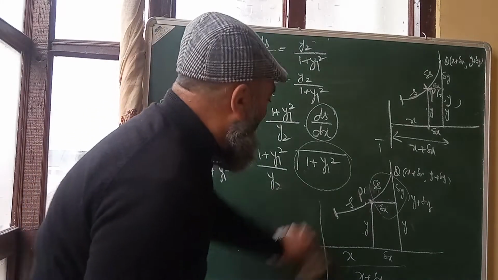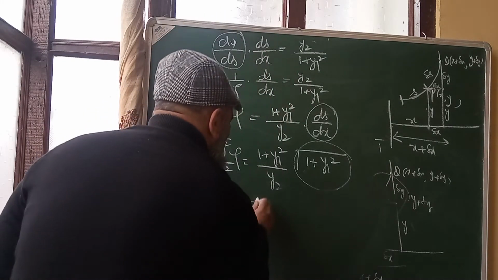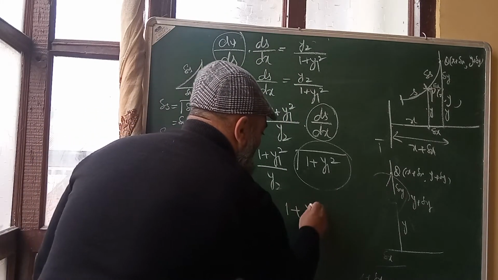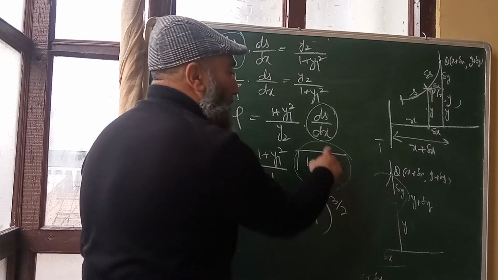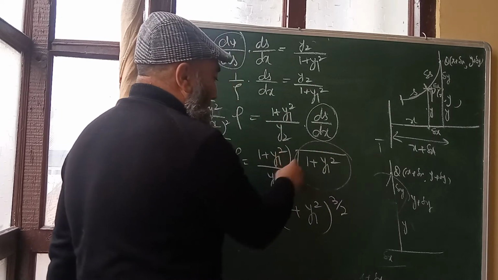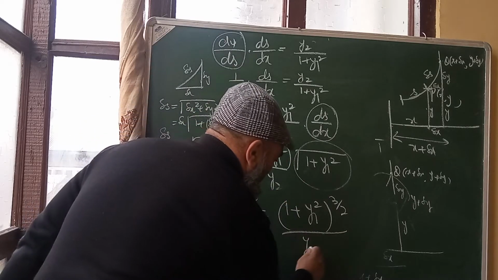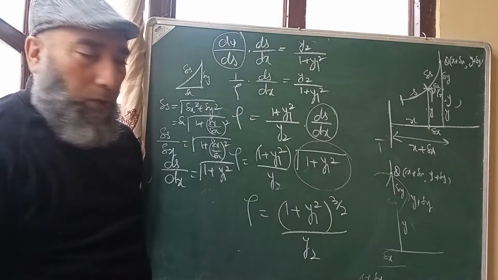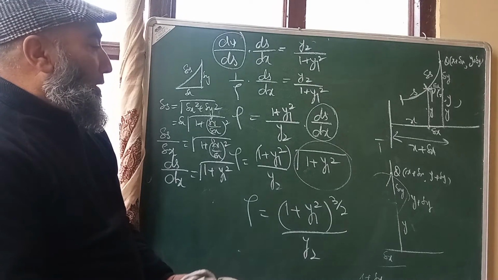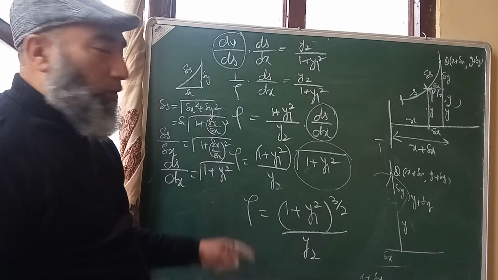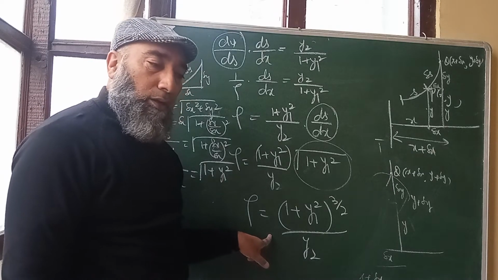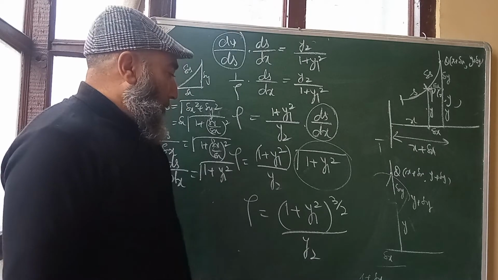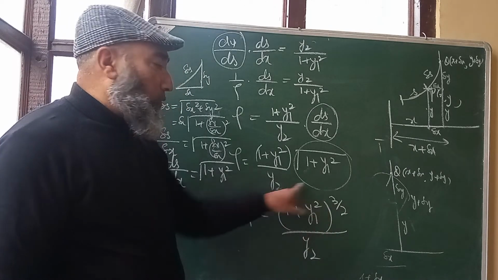So finally what you are getting is that your rho in terms of Cartesian coordinates is (1 plus y1 square) raised to power 3 by 2, divided by y2. This is it. So if you need to find the radius of curvature for a Cartesian curve, then you have to find y1 and y2 and substitute in this formula.